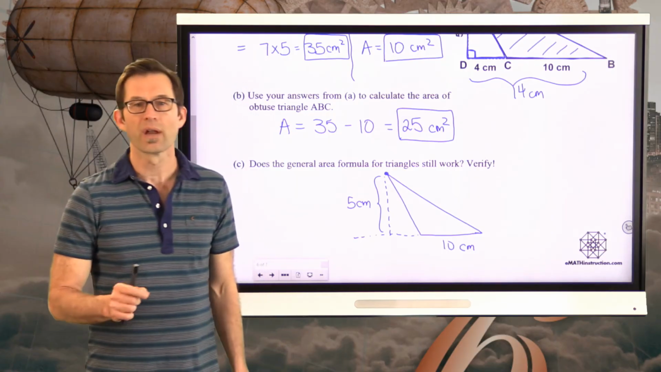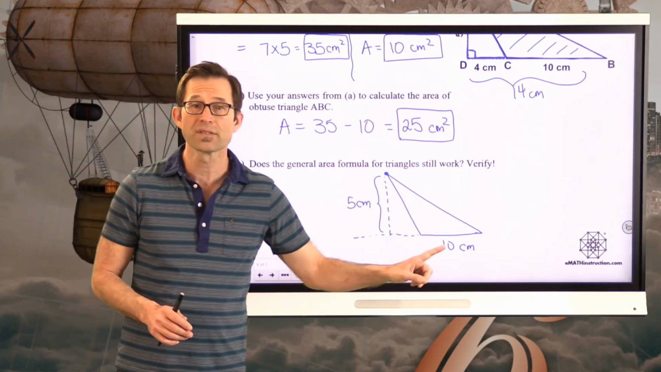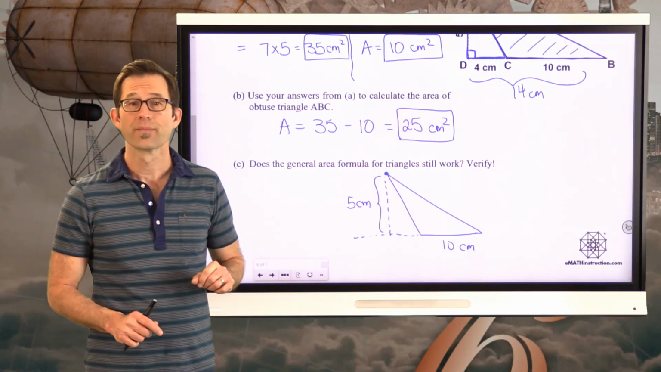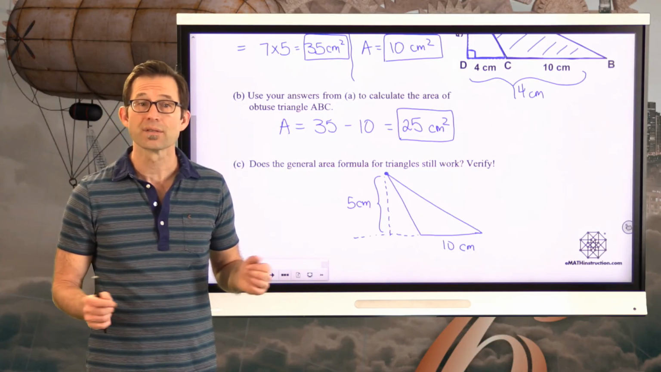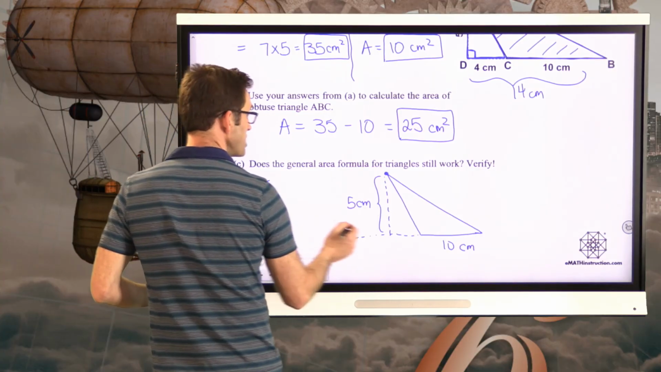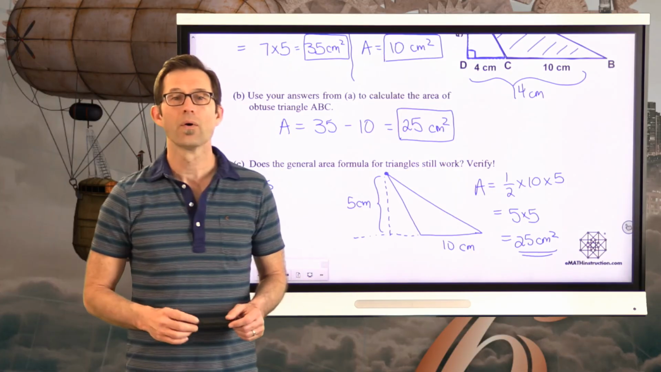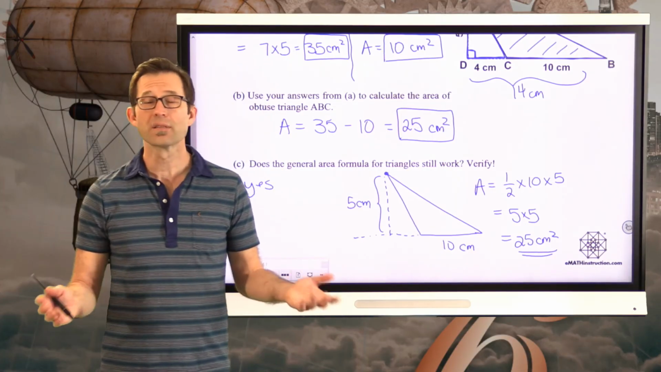So does the generalized formula for a triangle work? Is the area 1/2 the base times the height? And the answer is yes, right? Definitely. And the answer is yes, because if I use that formula here, I'd have 1/2 times 10 times 5, and that would be 5 times 5, which would be 25 square centimeters. So it still works, all right? And that's the beautiful thing.